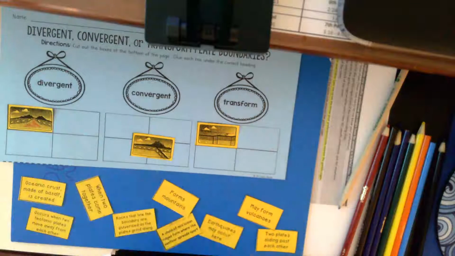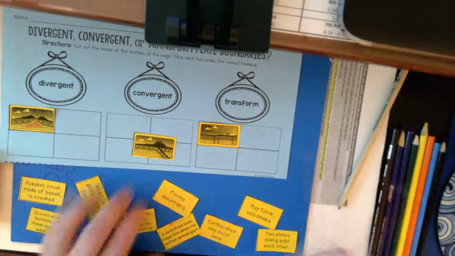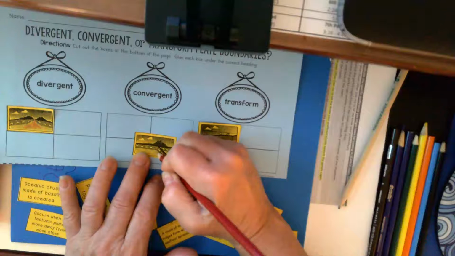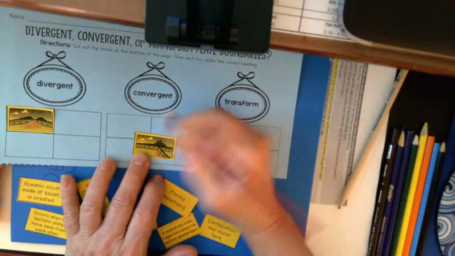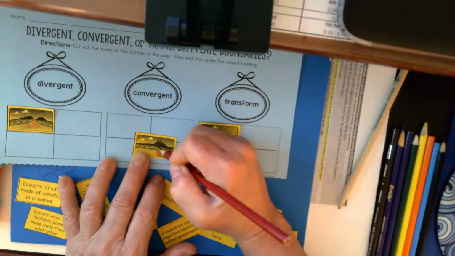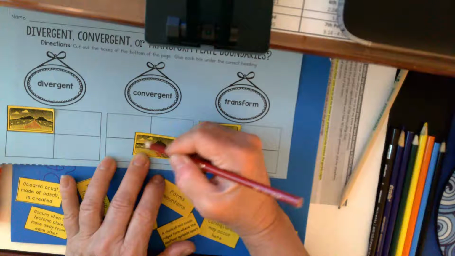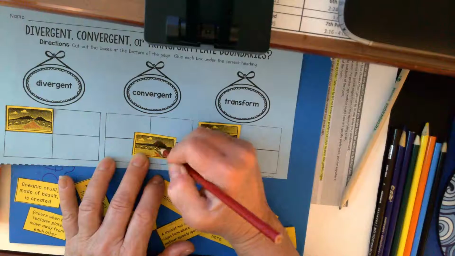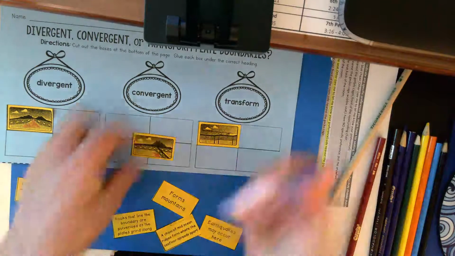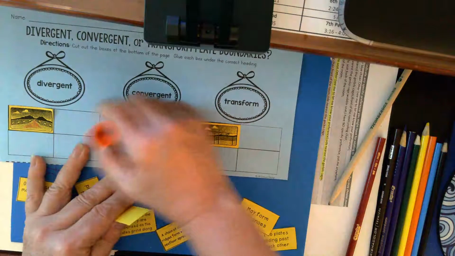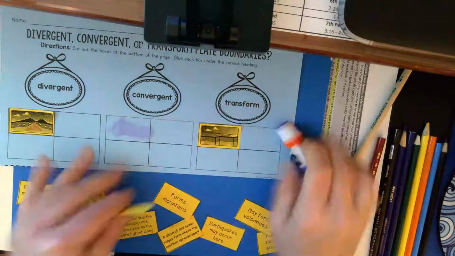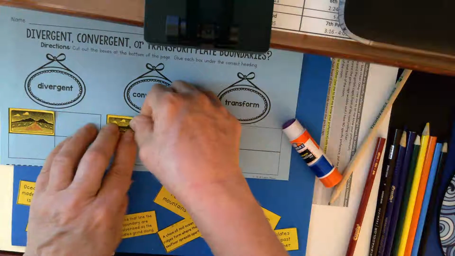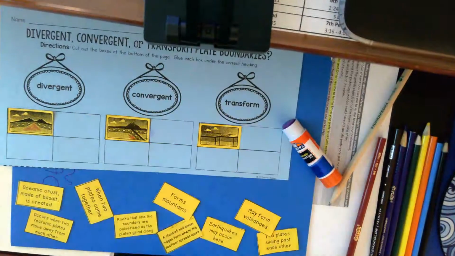And finally, I'm going to look at the clues on this one. I see that crust is going back into the mantle. That's a subduction zone. I see that I have some ocean and some continent, and I see that I have a volcano. And I know all of those happen when one thing crashes into another one. So I'm going to put that at my convergent boundary.